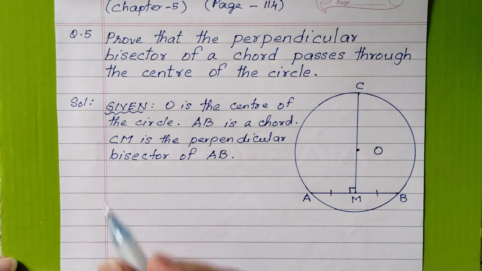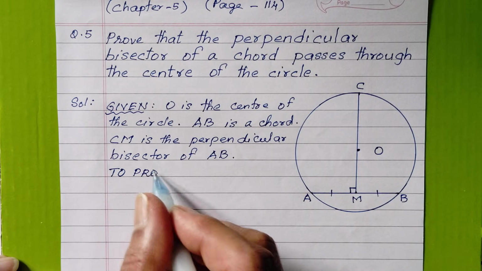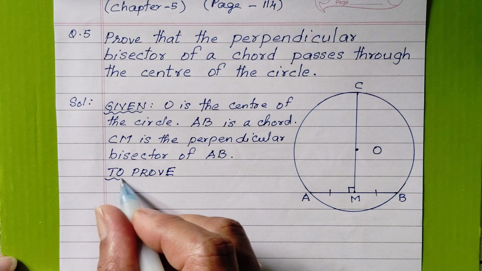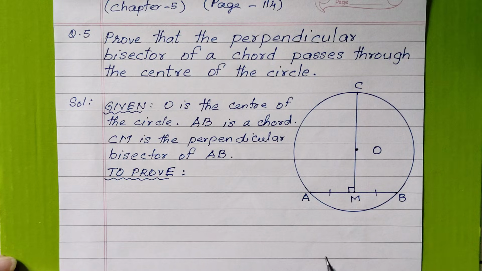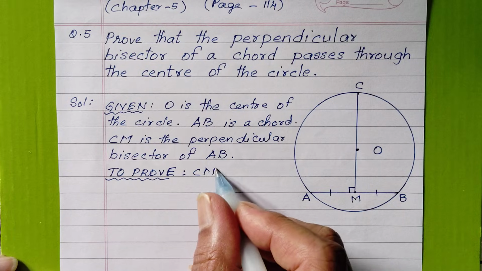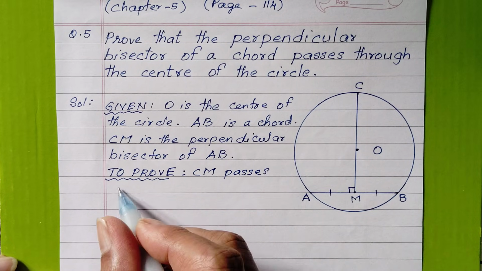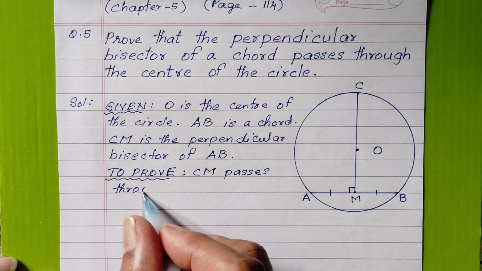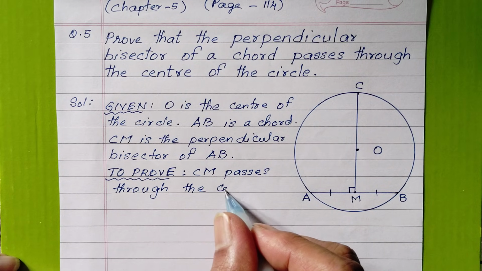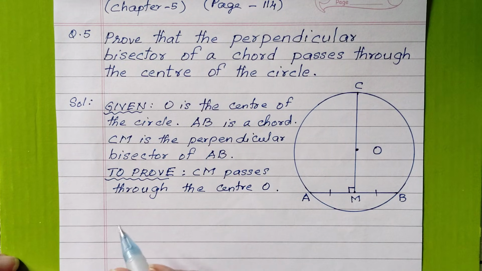This is given to us. To prove: we need to prove that CM passes through center O. Next, proof.